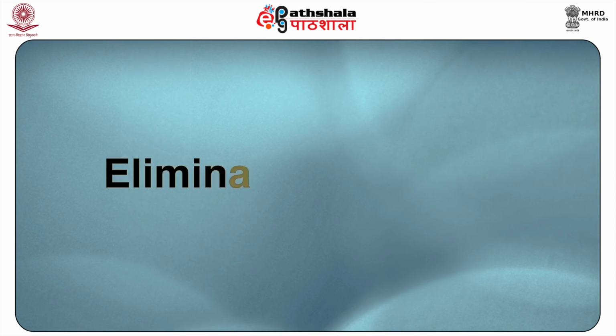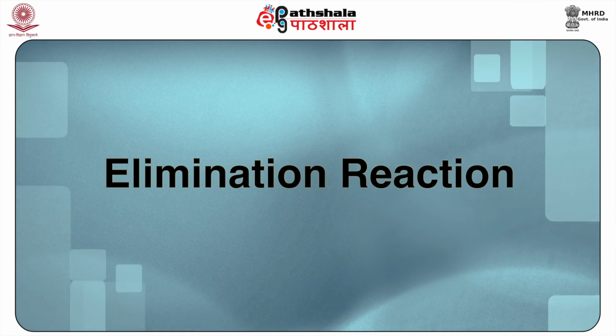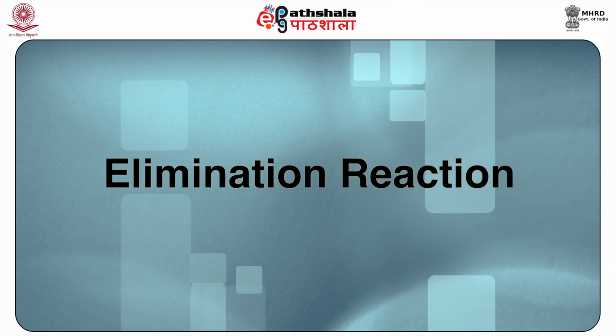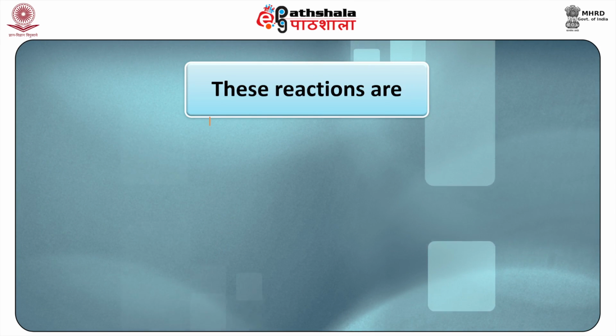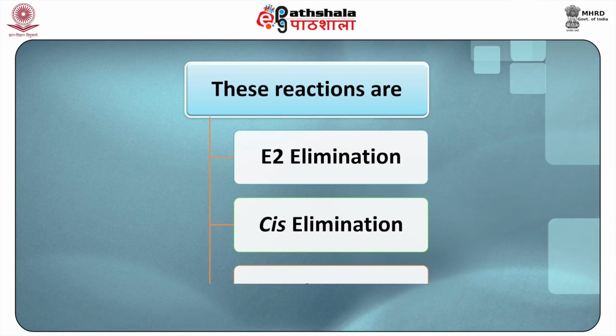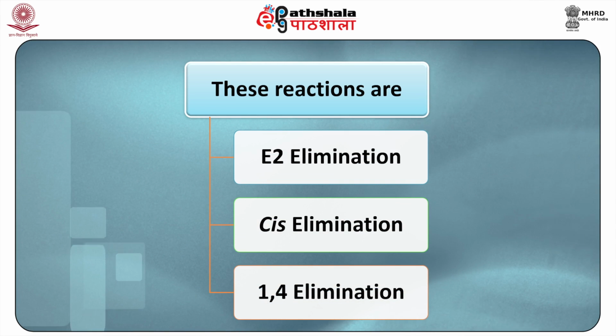So now you have understood the stereochemical aspects, or the effect of dynamic stereochemistry, on substitution reactions. Now let us move on to elimination reactions and see how dynamic stereochemistry also affects them. You know the stereochemistry of three types of elimination reactions, which you have already studied, I think. These reactions are E2 elimination, cis-elimination, and the third one is 1,4 elimination. Let us study these one by one.